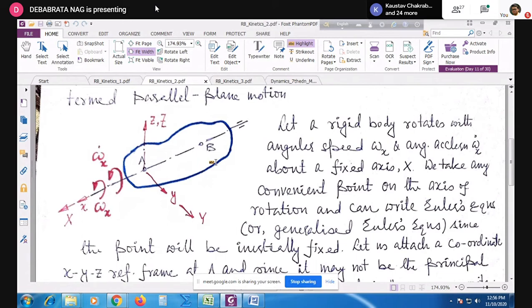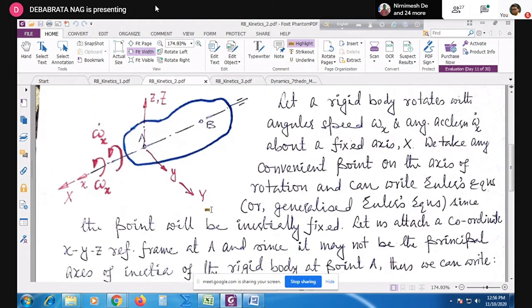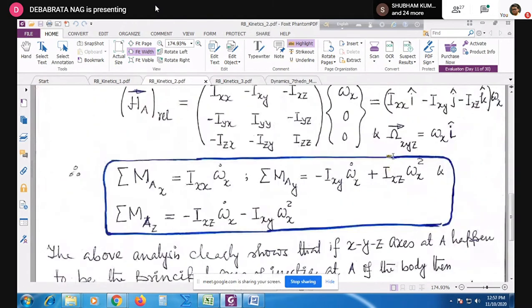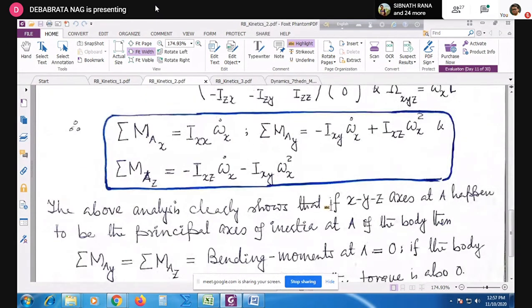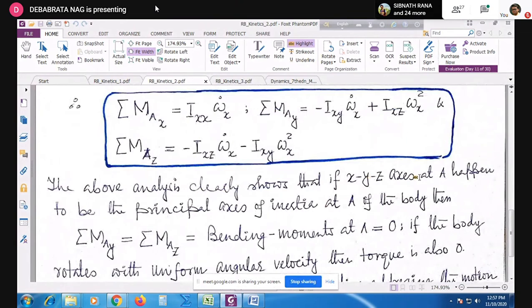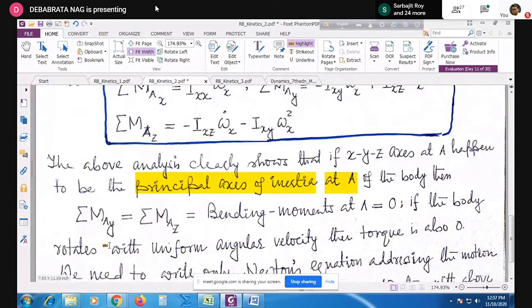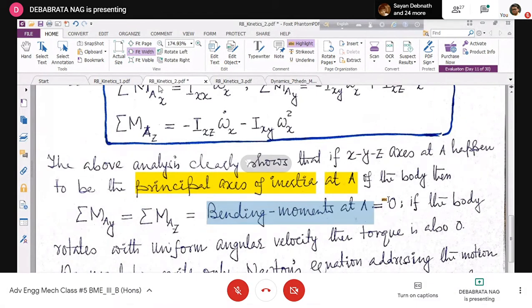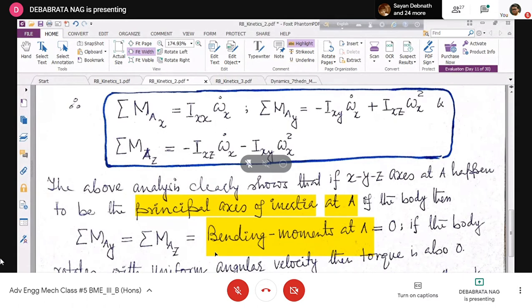তাহলে in that case you see that if this xyz axis become coincided with the principal axis of inertia available at point A, তাহলে কি হবে, তাহলে দেখা যাবে again these terms will simply become equal to 0. So you see the above analysis clearly shows that if xyz axis at A happen to be the principal axis of inertia at point A of the body, then we find that summation may, summation maz, which are known as the bending moments at point A, these are called as the bending moments.